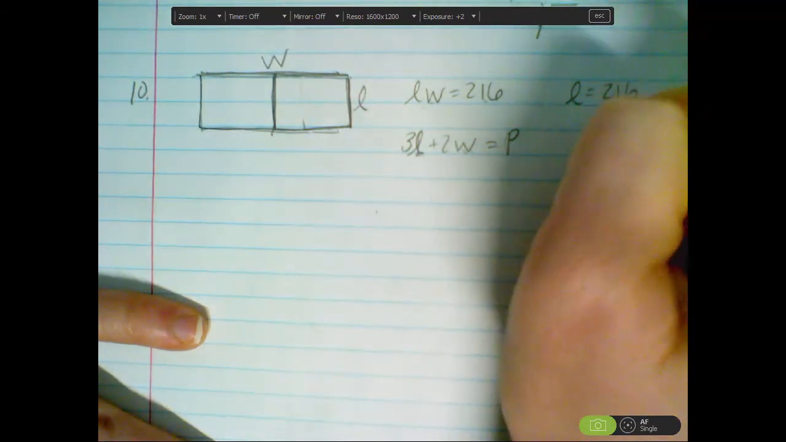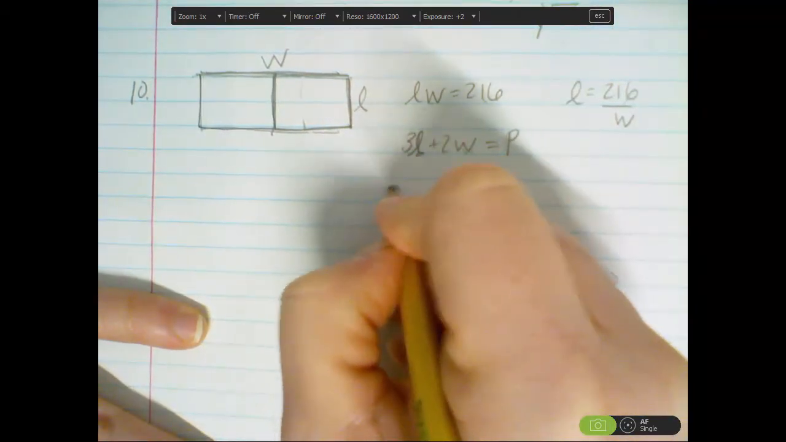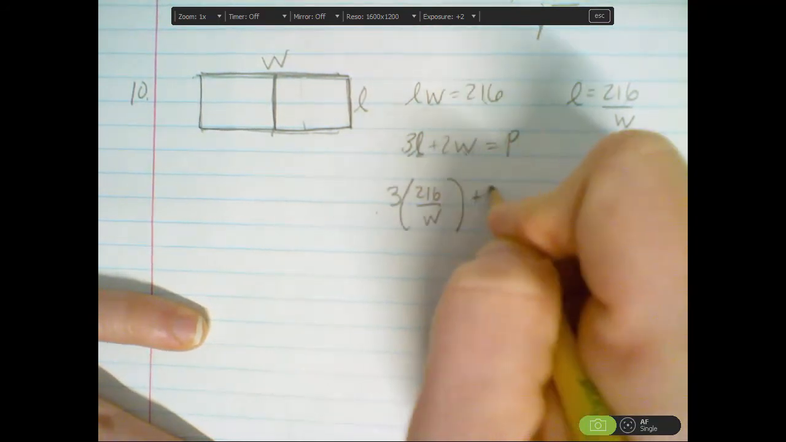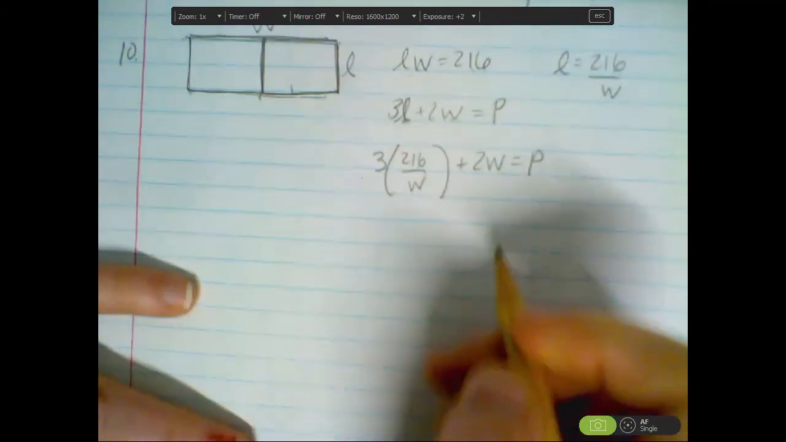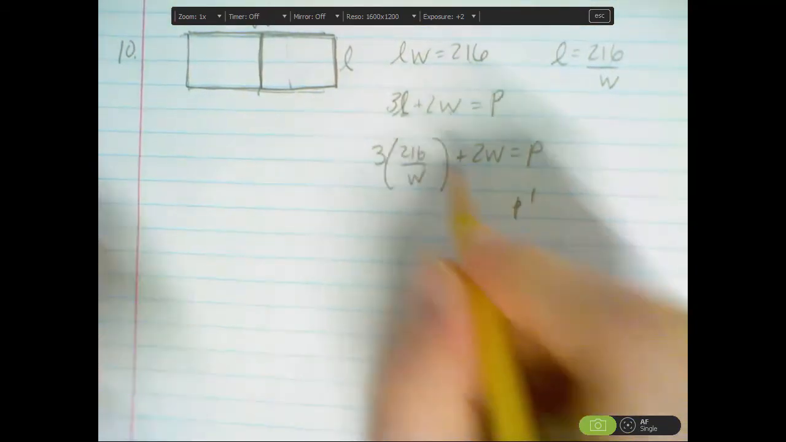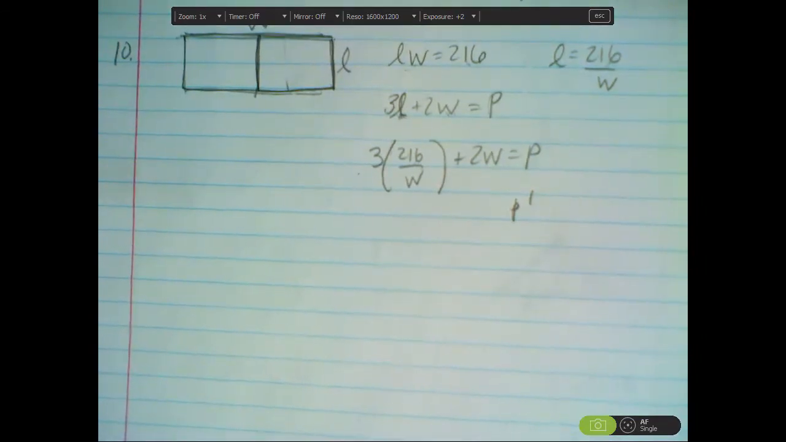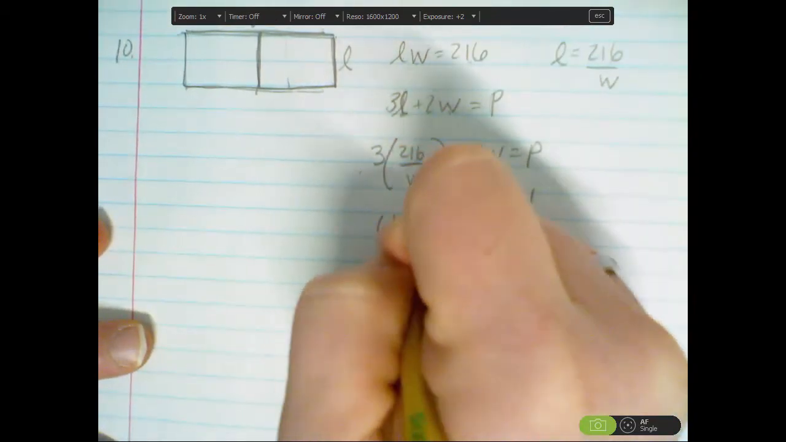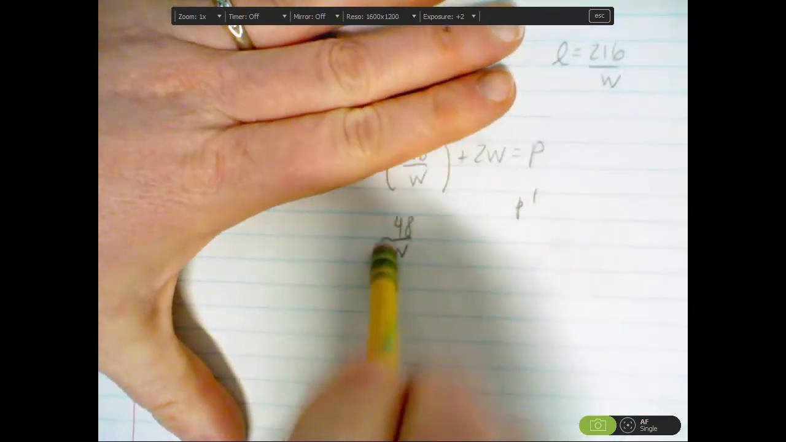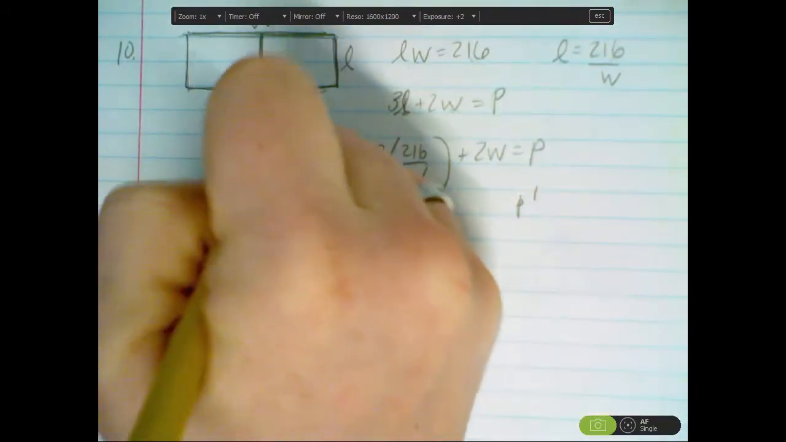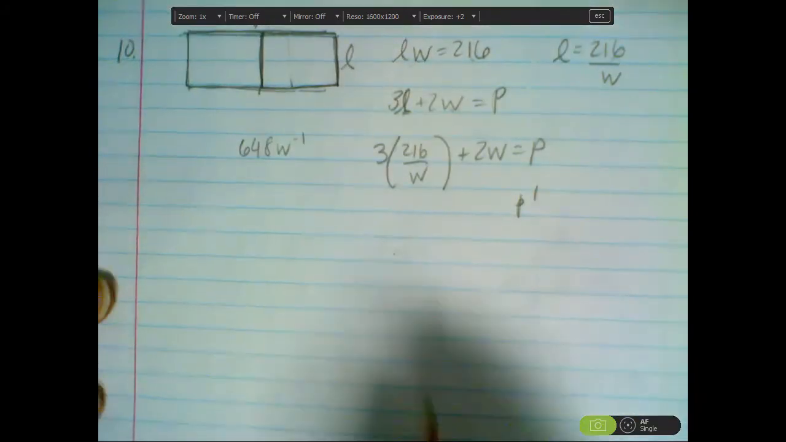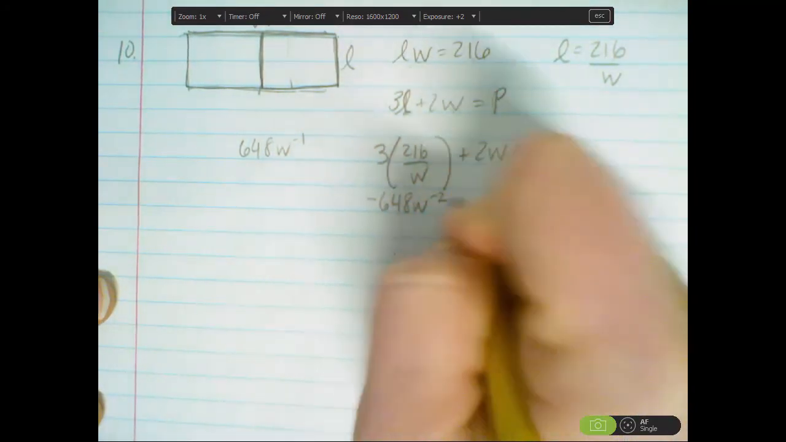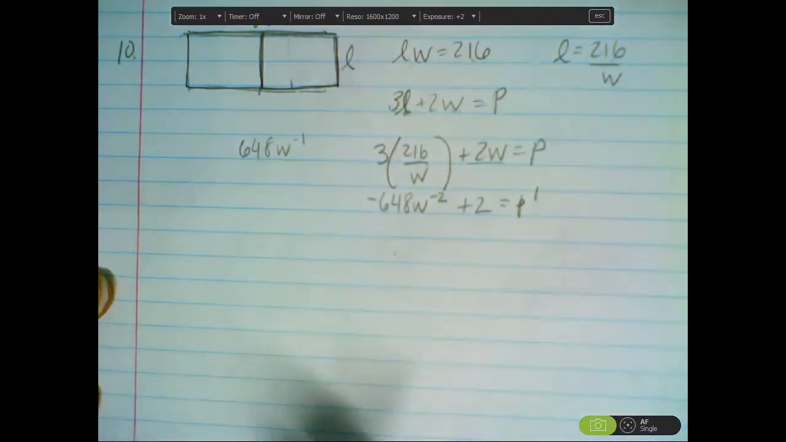L equals 216 over W. So now my equation is 3 times 216 over W plus 2W equals P. Now if I take the derivative, P prime, I have to do 3 times 216, 648 over W. So let's think about that as saying 648W to the negative 1. I hope that makes sense to you. So the derivative of that is negative 648W to the negative 2 plus 2. Derivative of 2W is 2.